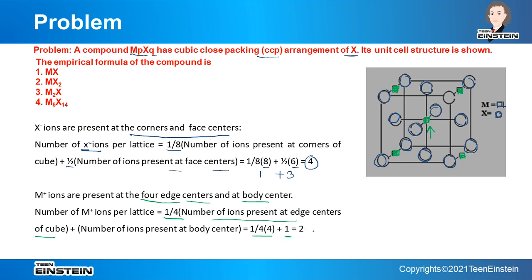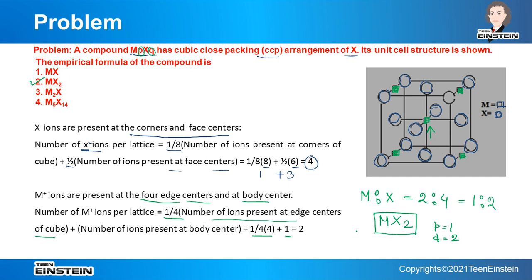So what should be the formula? The ratio of M and X: it will be 2 for M, 4 for X, that is the anion. If we simplify it, it will be 1:2. So the formula will be MX2. So the correct option is option 2. Here it can also be asked what the values of P and Q are. So here P is 1 and Q is 2. So this is the empirical formula.